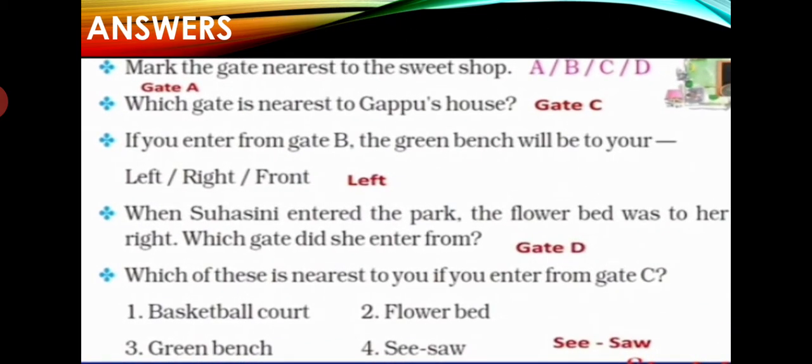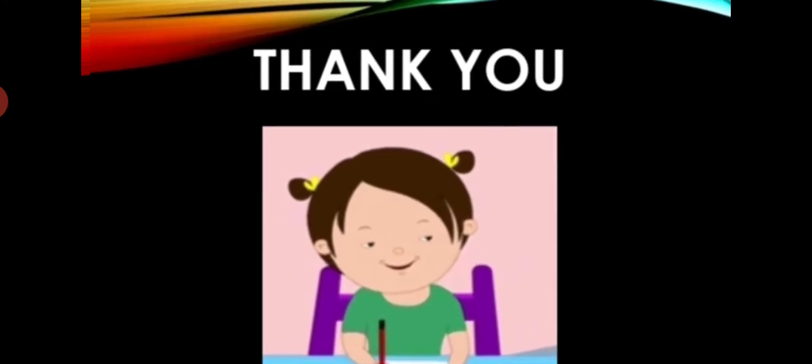So all the answers are given in a single slide. You can check it. Mark the gate nearest to the sweet shop. Gate A. Which gate is nearest to Gappu's house? Gate C. If you enter from gate B, the green bench will be to your left hand side. When Suhasini entered the park, the flower bed was to her right. Which gate did she enter from? Gate D. Which of these is nearest to you if you enter from gate C? It is the seesaw. So students, we have solved some of the questions which are given in your book.